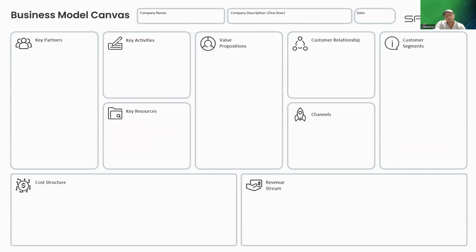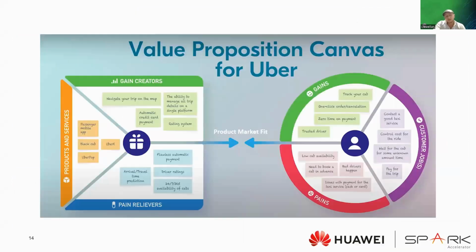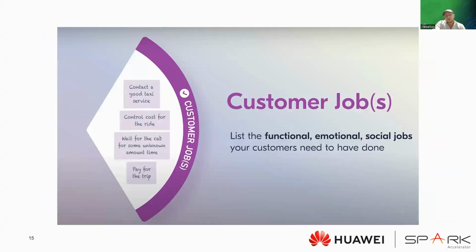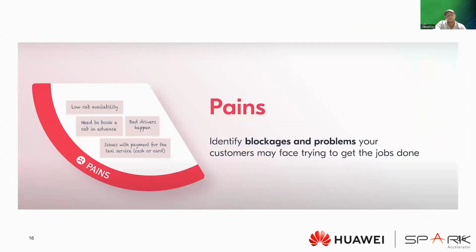The exercise that I did was preluding this, okay, which is diving into the value proposition canvas. So if you think about Uber, and we just quickly run through it, you have to understand how Uber got to where it got to. First thing it did is understanding the customer. So list the functional, emotional, social jobs that the customer needs to have done: contact a taxi, control cost for a ride, wait for the cab in some unknown amount of time, pay for the trip.